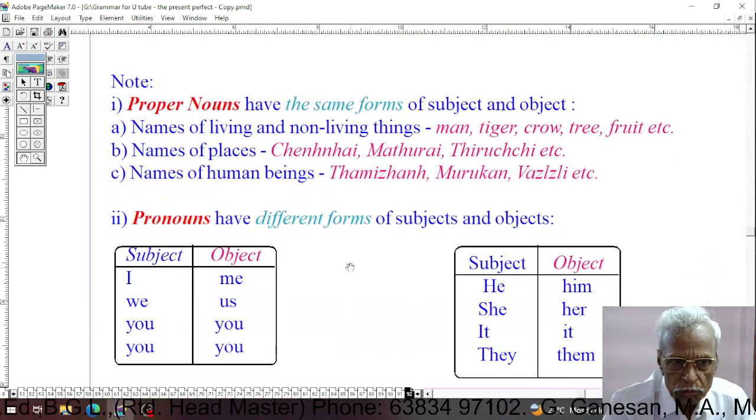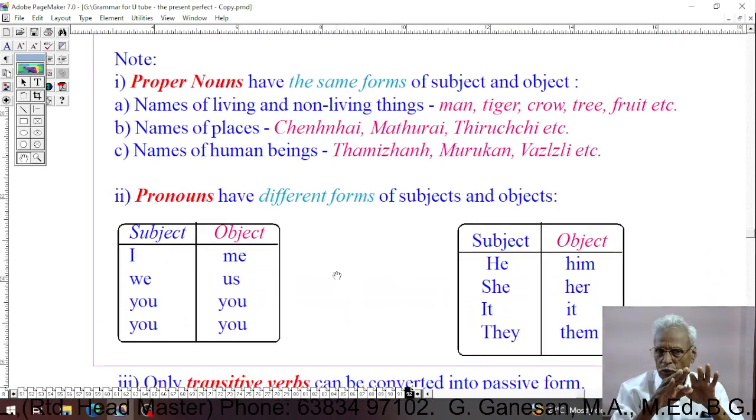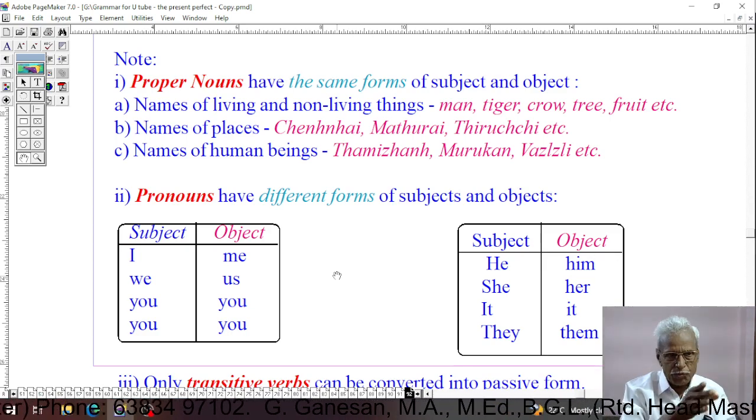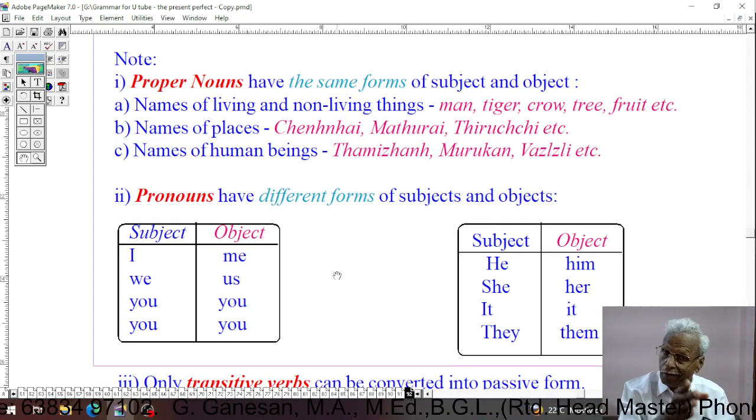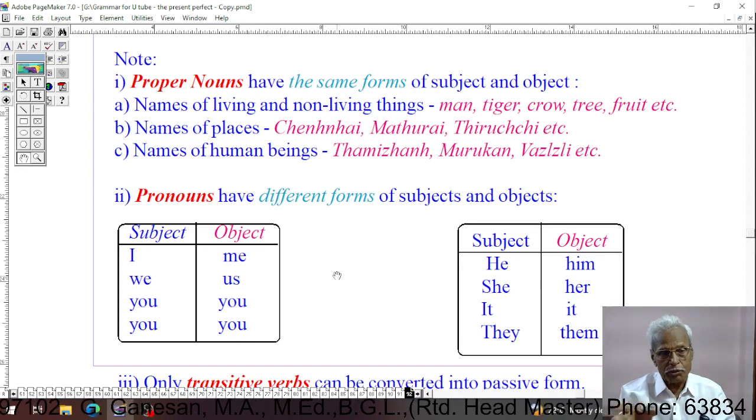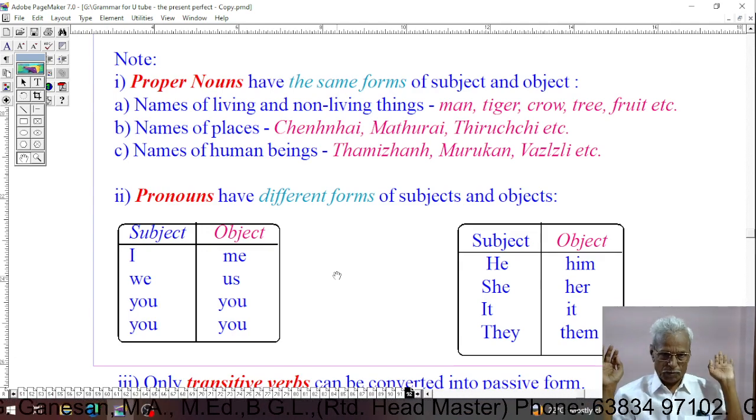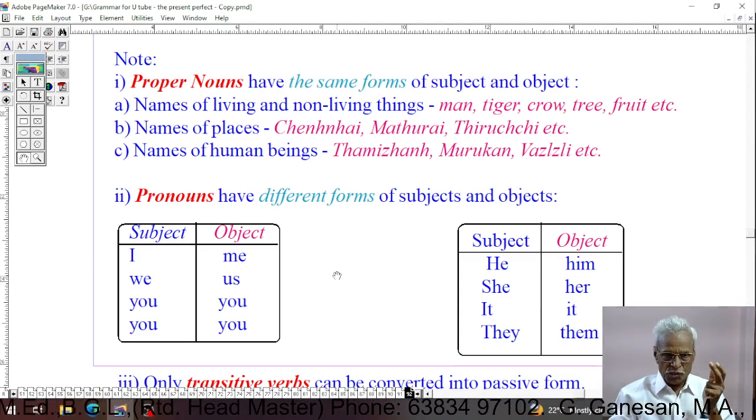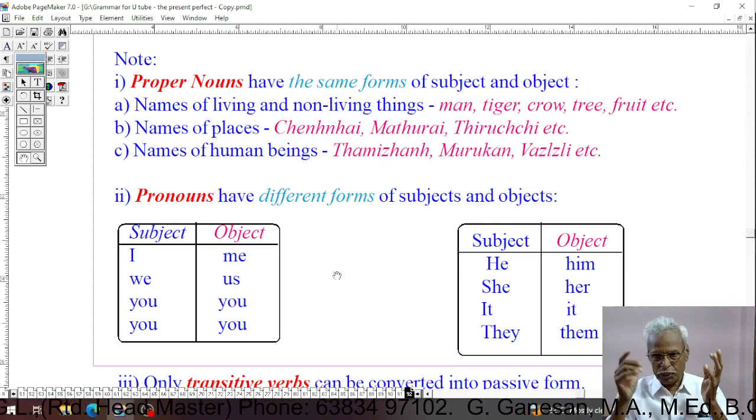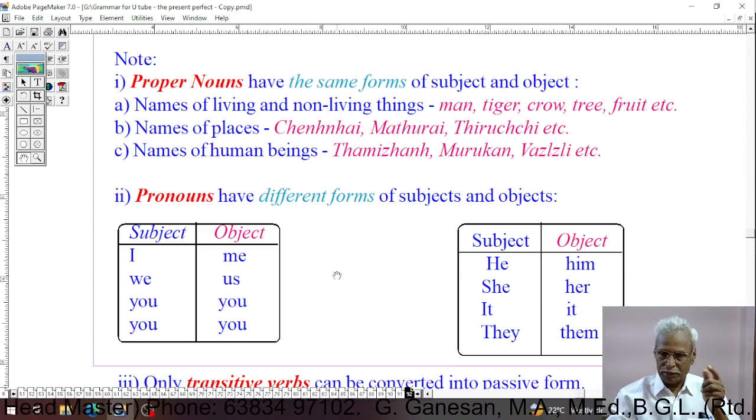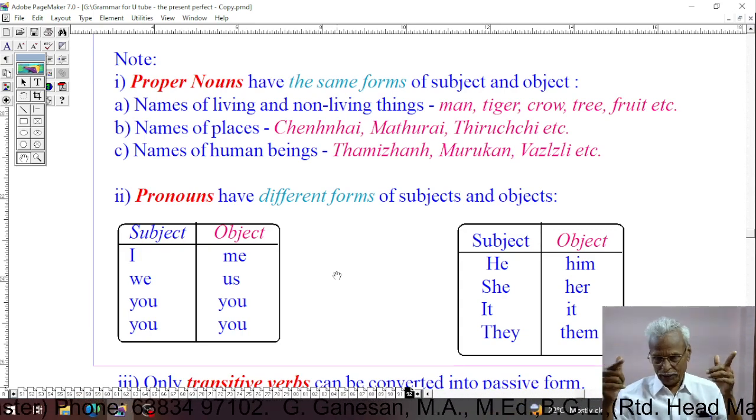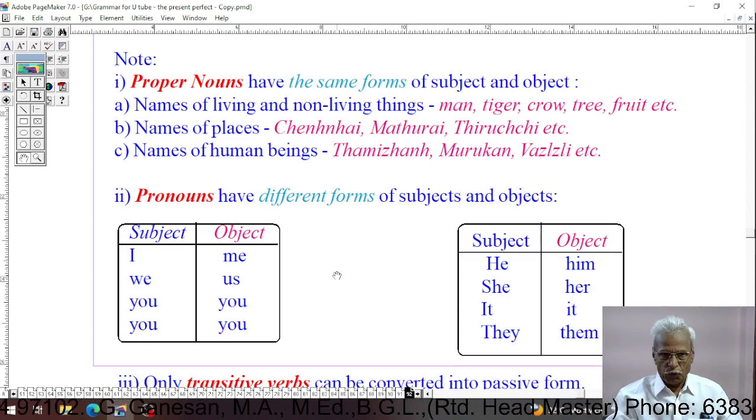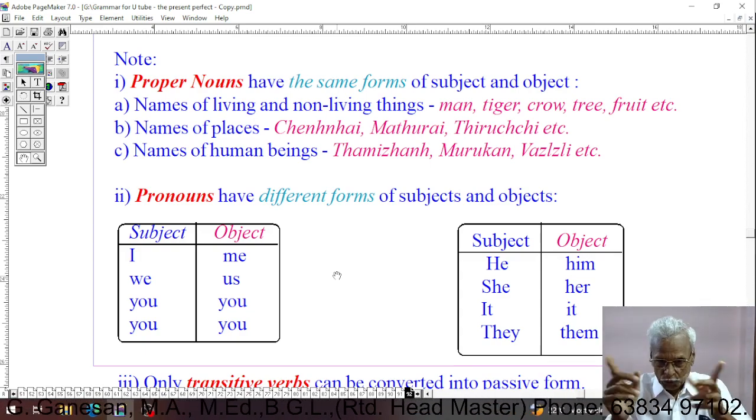Then pronouns. We know pronouns have different forms for subject and object. For proper nouns, the subject and object have the same form. But for pronouns, subject and object have different forms. First person: I, me, we, us. Second person: you. Third person: he, him, she, her, it, they, them. So have it in mind. For proper nouns, subject and object are the same, we need not bother about it. But for pronouns, we have to keep it in mind.